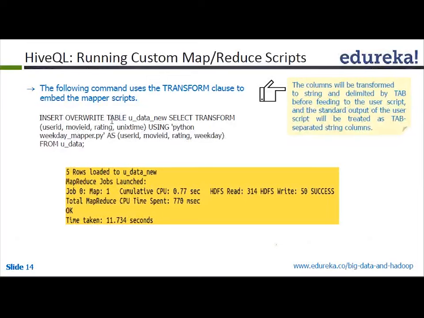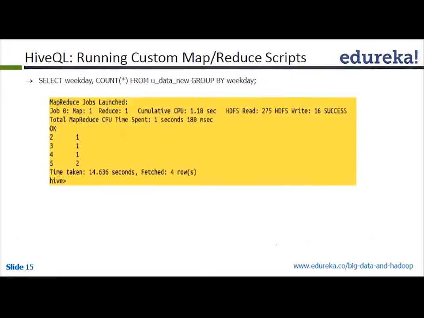Okay, so what do I say? Insert overwrite table. So now what are we doing? I said insert overwrite table, and then select transform, using whatever is the file that I'm having, and then I say as from the table name. So what we are doing over here is using the transform class to embed the mapper script that we have in the code. We are converting the timestamp into days over here. Once you do that, this is the final output you'll be seeing.